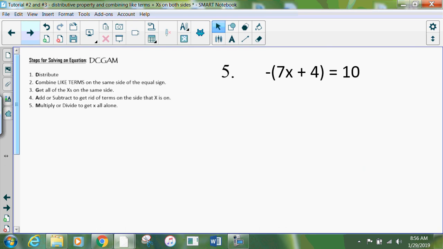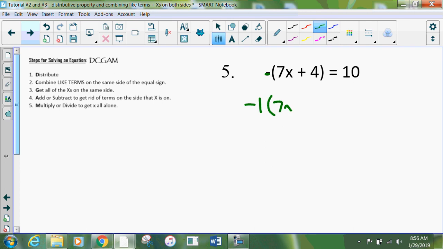All right, this one looks a lot easier, right? It's just distributive property, and then we're going to end up with the 2-step. But here's the deal. A lot of times when people see this negative here, they're like, how do I distribute a negative? In this case, it's okay to rewrite this as -1 times 7x plus 4.